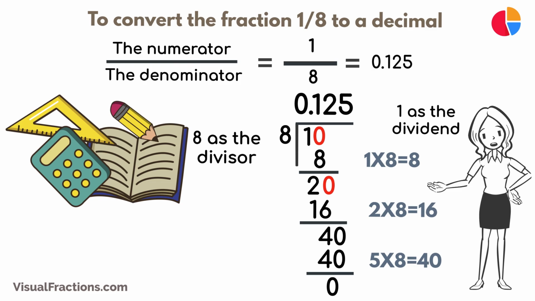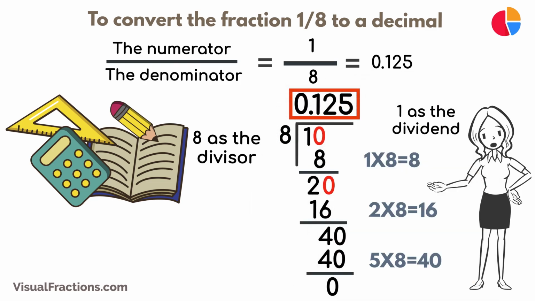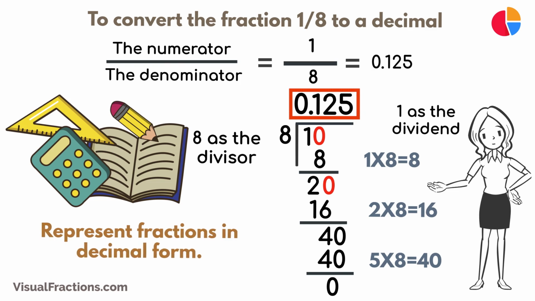So, there we have it. The fraction 1/8 converted to a decimal is 0.125. This conversion process demonstrates a straightforward method to understand and represent fractions in decimal form.